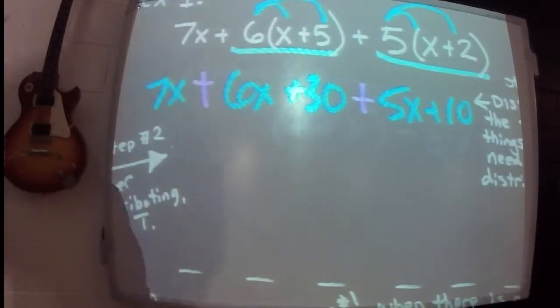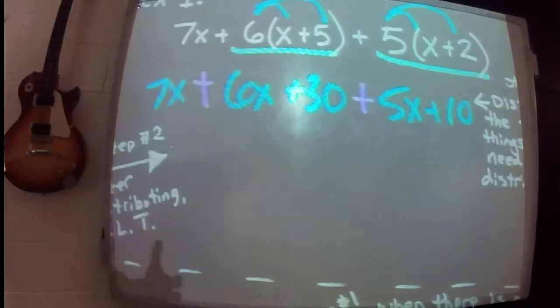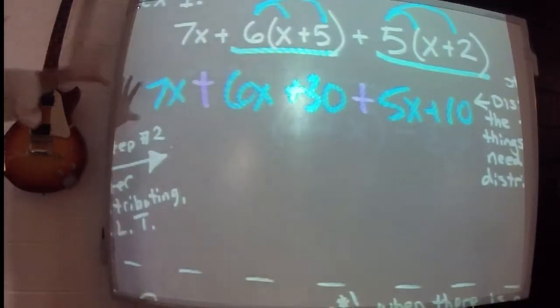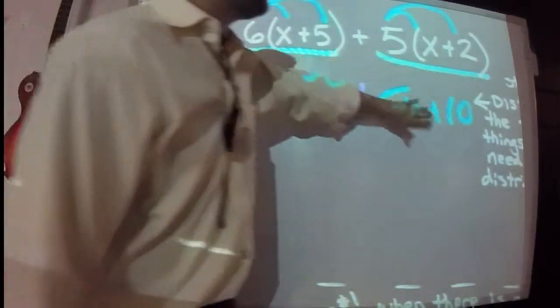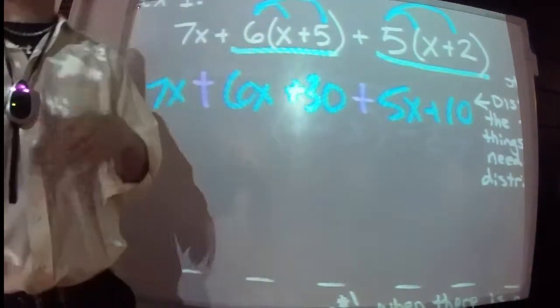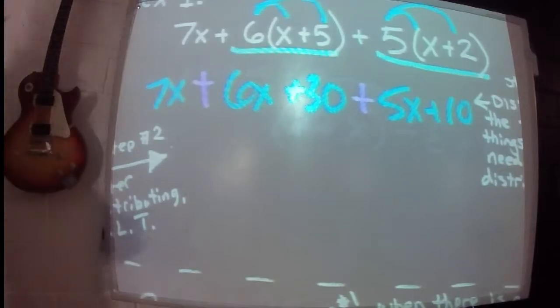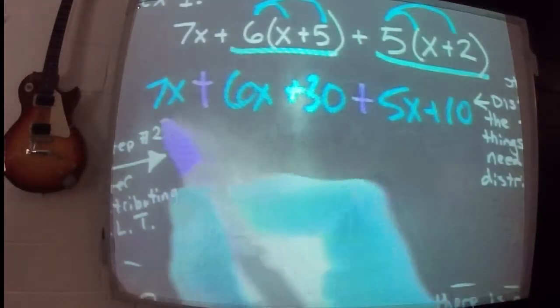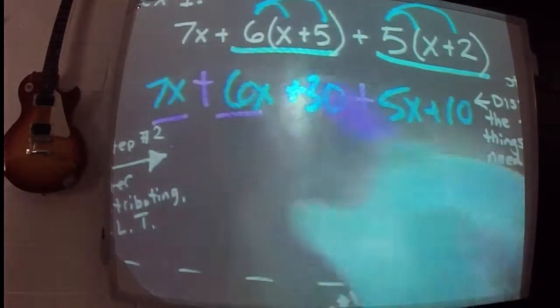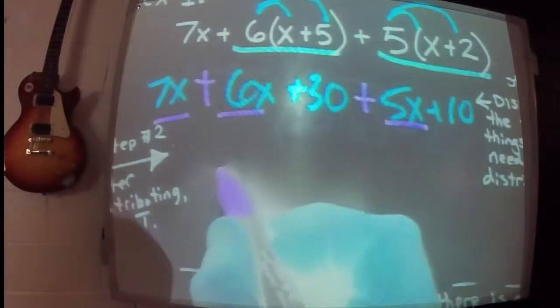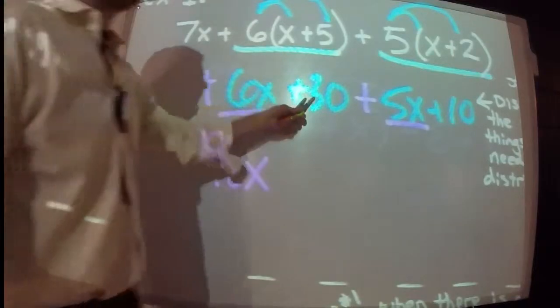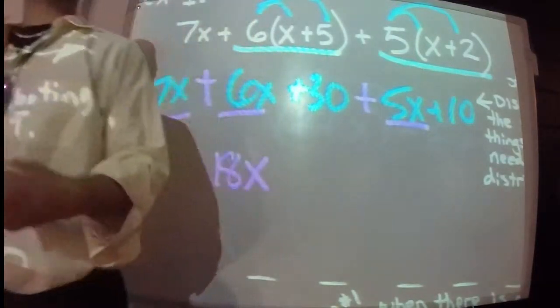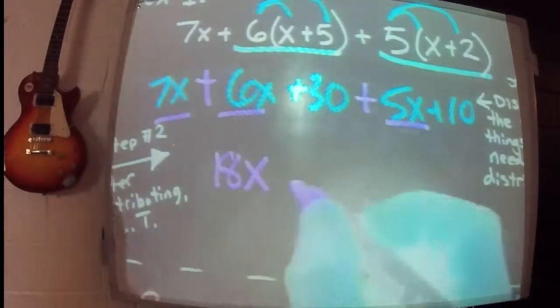Now you just need to put your terms together. Well, how many different types of terms are up here? Two. X's and numbers. If you have X's and numbers, put your X's together first. So what is 7x and 6x? 13x. Then 5 more? 18x. Then your numbers, you got 30 and 10, both positive, so positive 40. Plus 40.